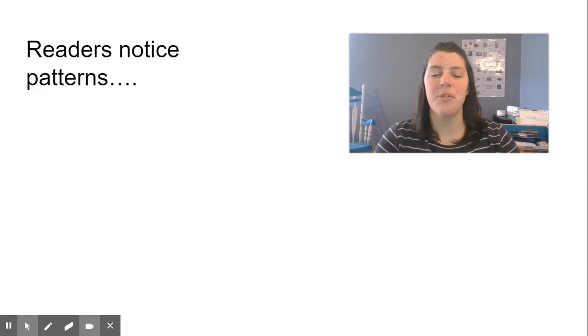Today, I want to talk to you about how when we're reading, we notice things. We notice all kinds of things. We notice what's happening in the words, we notice what's happening in the pictures, and sometimes readers notice patterns. Remember, a pattern is when things are repeating.